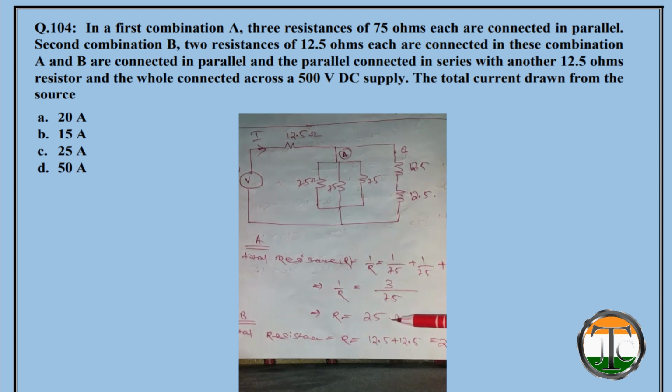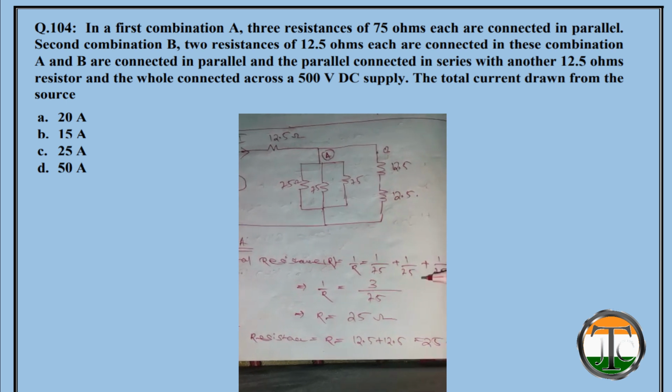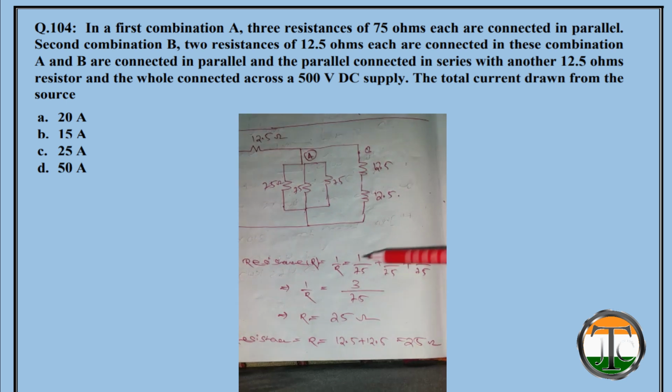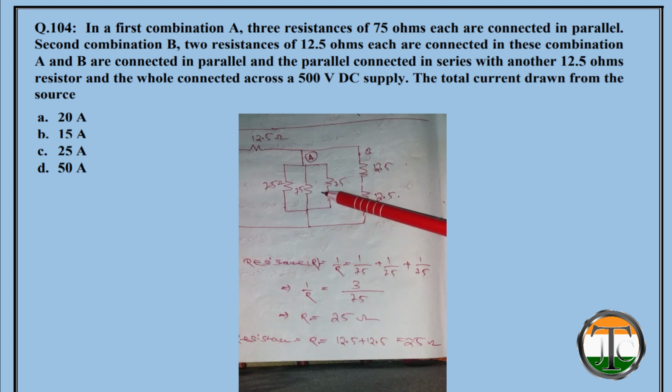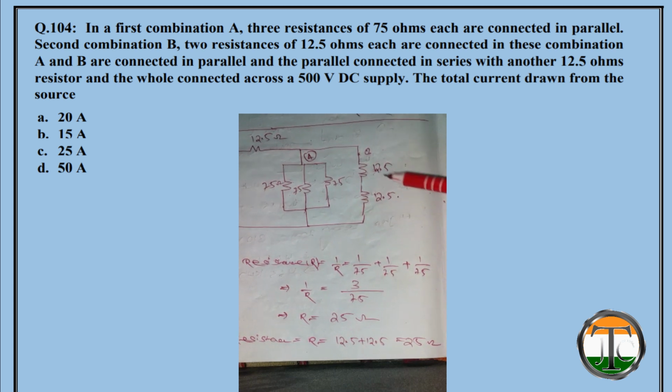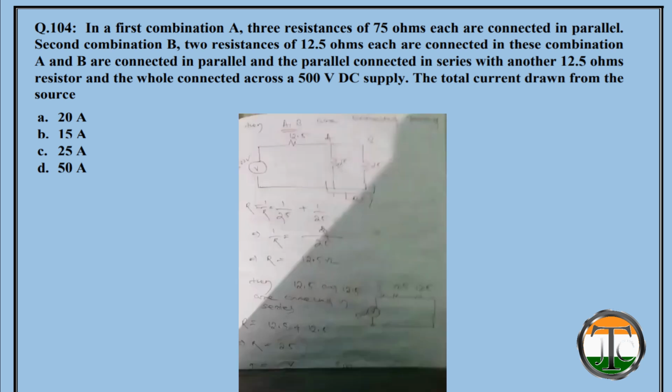Then total resistance will be, after calculation, 25 ohm. Then in B terminal, two resistances are connected in series. So 12.5 plus 12.5 is equal to 25 ohm. Then we calculate the total resistance across A terminal and the total resistance across B terminal. Here we find 25 ohm, and here we find 25 ohm.